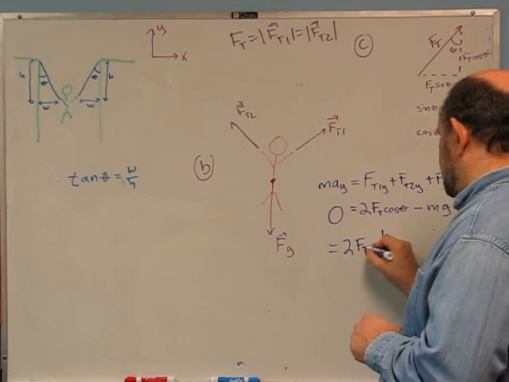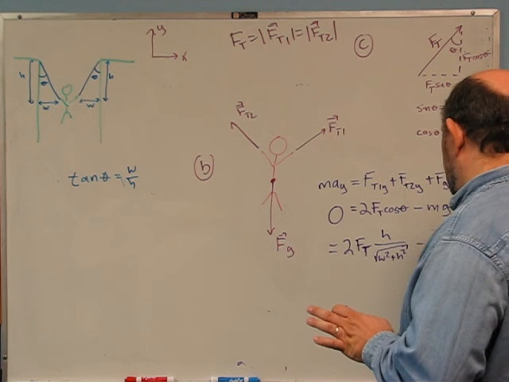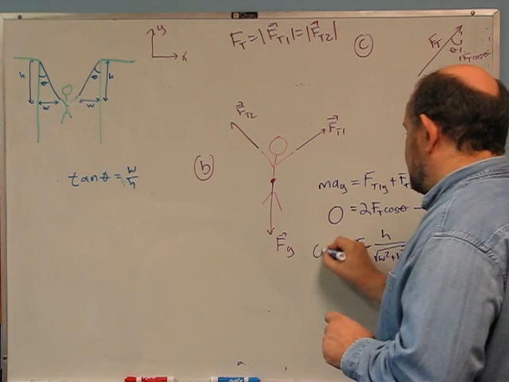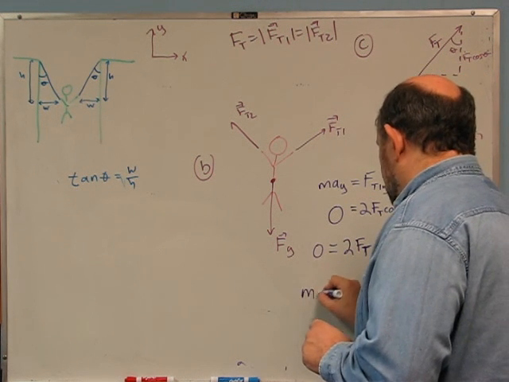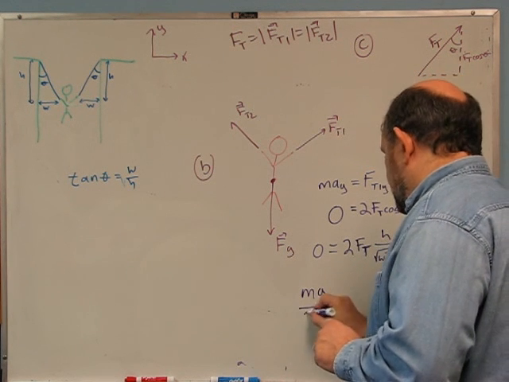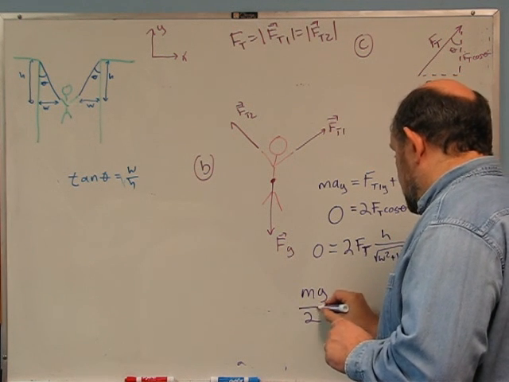And you're all stressed now because there's an h here and under the square root, but it's okay, we can deal with this. That's equal to mg. I'm going to add mg to both sides. I'm going to divide both sides by 2, and I'm going to divide both sides by 2 FT.